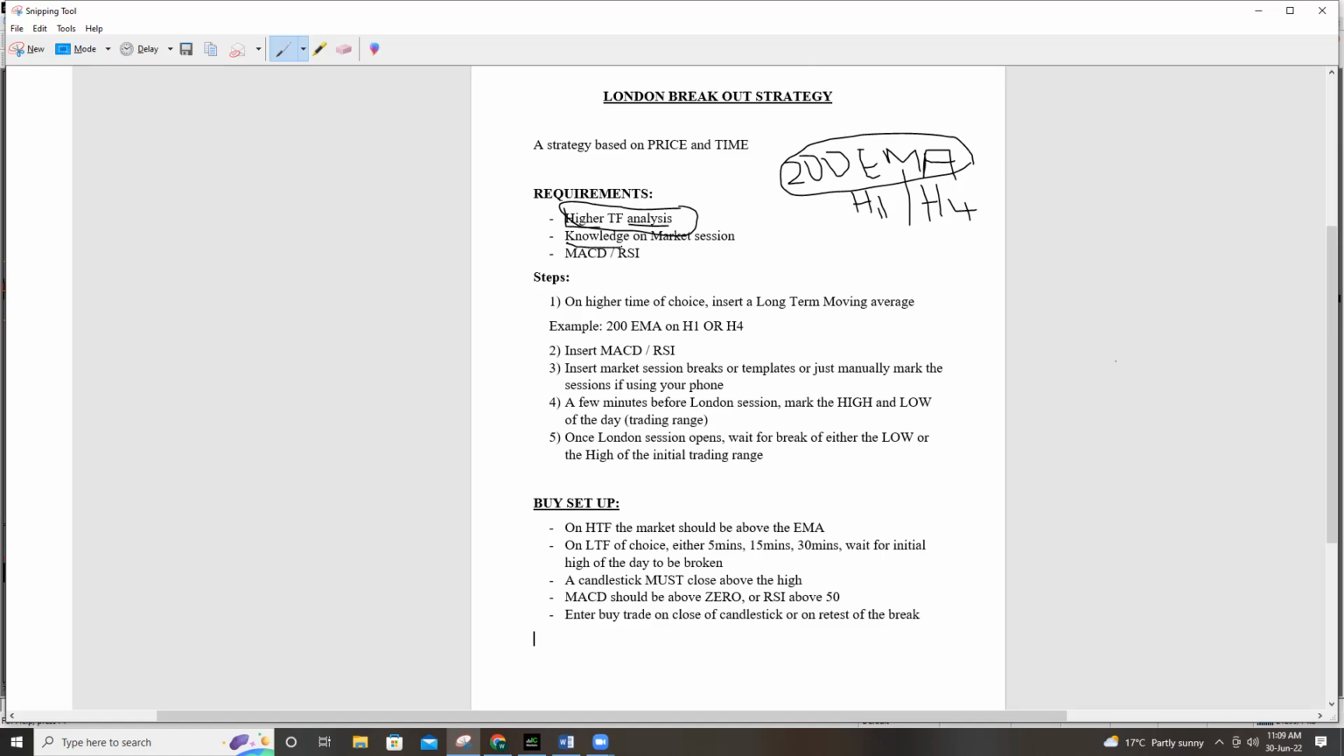Then you need the knowledge on market sessions. Now, if you're a beginner, I would suggest that you get my beginner guide. You can order a copy or get a copy from my Forex page on Facebook, the Forex Exploits Online Academy page on Facebook. And then you're going to learn all these basics and terminologies. But knowledge on market sessions is important.